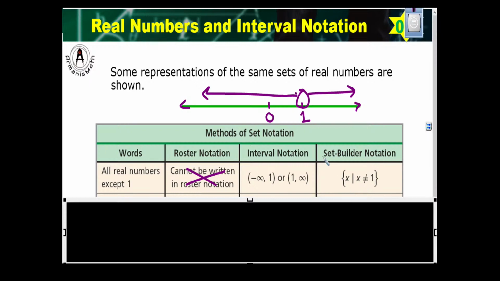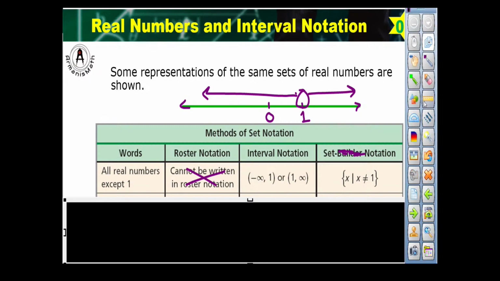How do you put that in set builder notation, or as we said sometimes, just set notation? You could use the curly bracket x such that, that line is "such that," x does not equal 1. What does not equal 1? Everything else. Could be 1.1, it could be 1.5, it could be 5, 16, 100, 1 trillion, whatever.